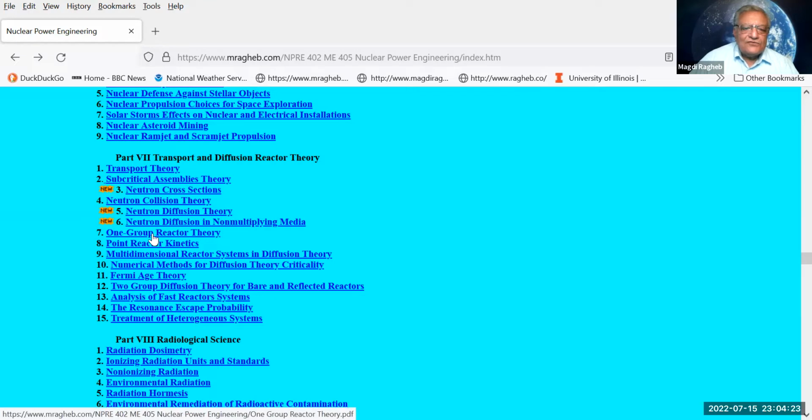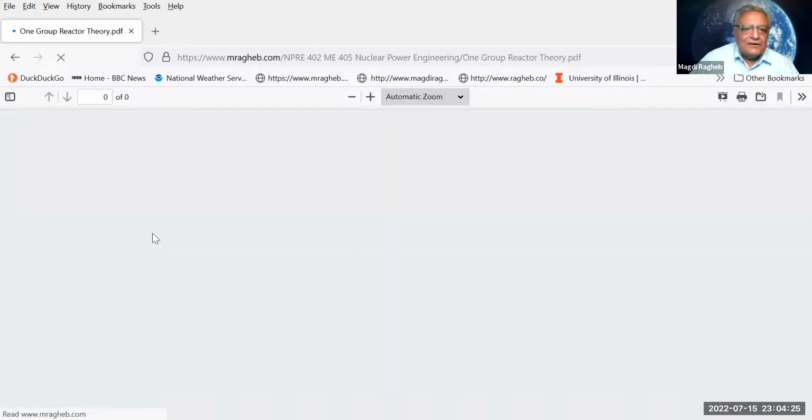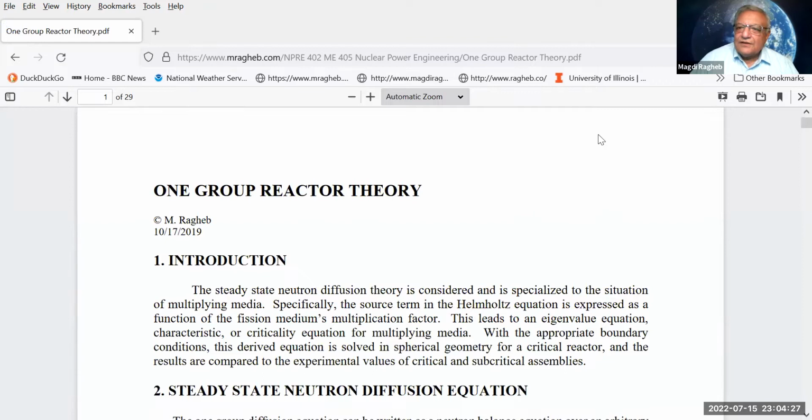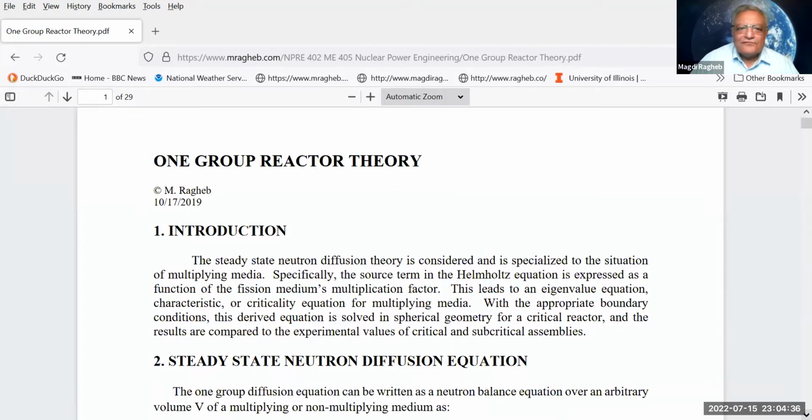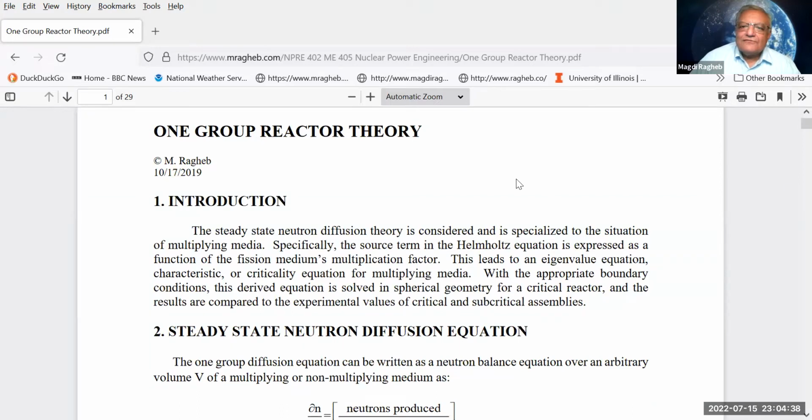So when we deal with multiplying media, we are treating the theory of how reactors function in general, and you become privy, as a group of young future engineers, to a secret of the nuclear age. It's as simple as that, the idea of reactor theory.